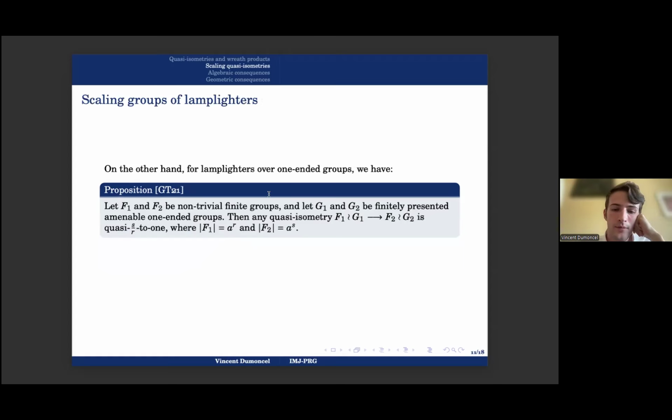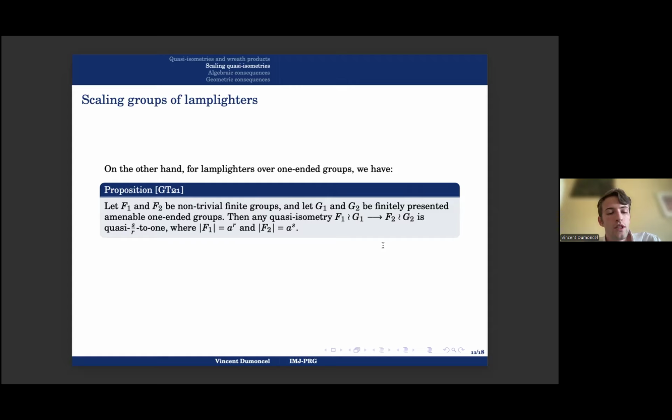On the other hand, we can also notice that it follows from their classification results that the behavior is completely opposite for wreath products, for Lamplighters over one-ended groups, because it follows from their strategy of proof that under our assumption, so you take G1 and G2 finitely presented, amenable, and one-ended, in fact, any quasi-isometry between two such Lamplighters is measure scaling.